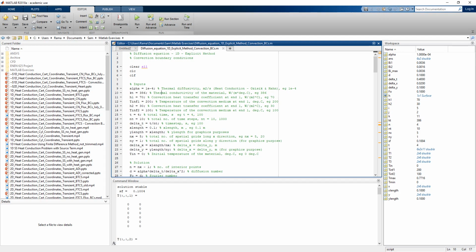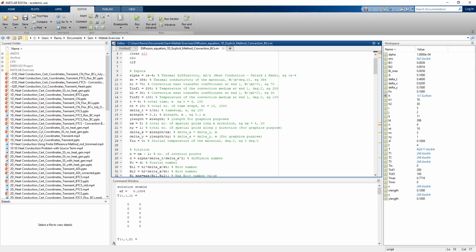We have x length equals 0.1 meter. We use y length equals x length for graphical purposes. Also, nx equals 5, the number of spatial grids in the x direction. So delta x equals 0.1 over 5, which is equal to 0.02 meters. And we'll run this program.